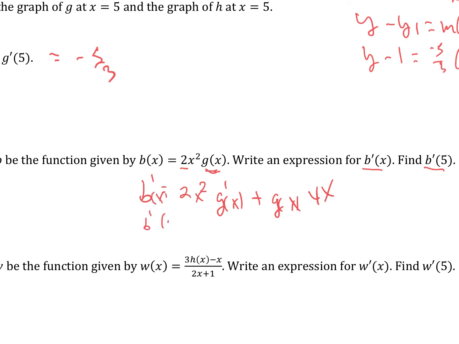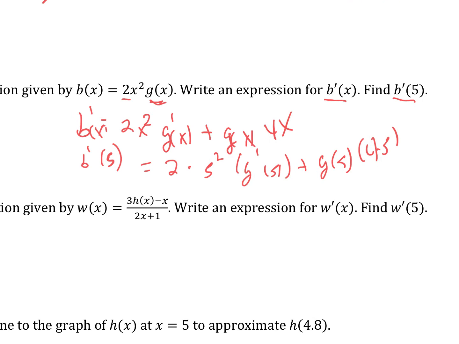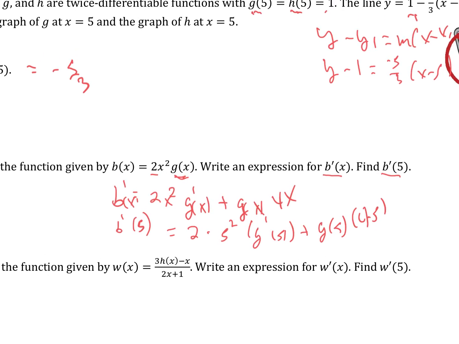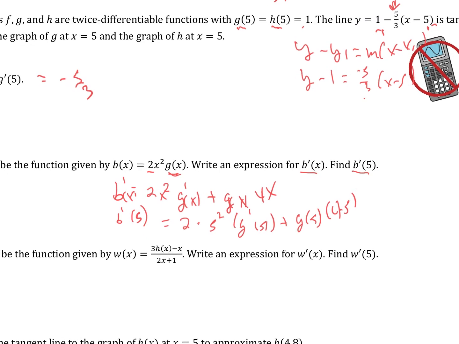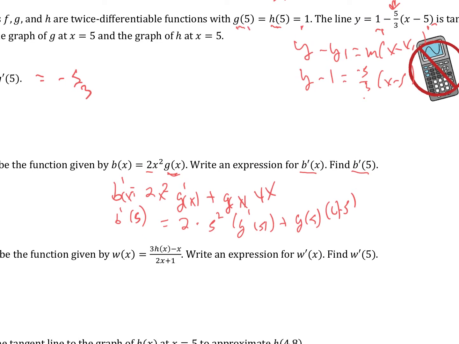B prime of 5 will be 2 times 5 squared times g prime of 5 plus g of 5 times 4 times 5. What a mess. Well, we know that g prime of 5 was the slope at 5, which we already identified to be -5/3. And we've already defined g of 5 to be 1.